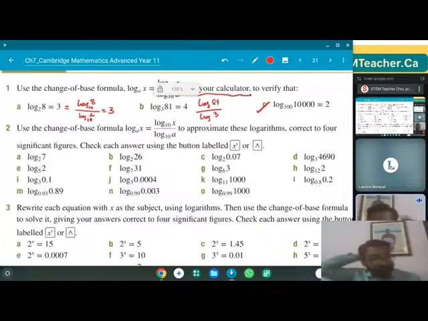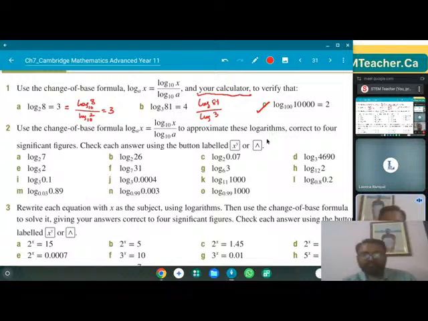Now, change of base: approximate the logs, correct to 4 significant figures. Check each answer using the button labeled x power y, or cap; we call it cap or hat. How can we do this? Log 7 base 2 is log 7 by log 2.